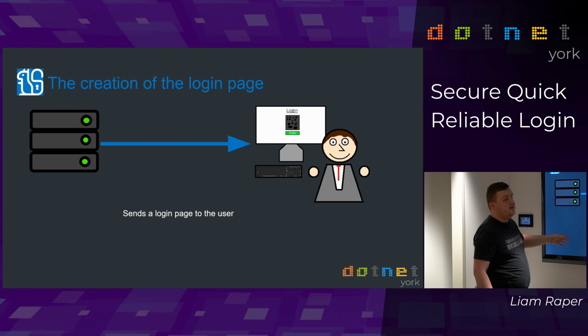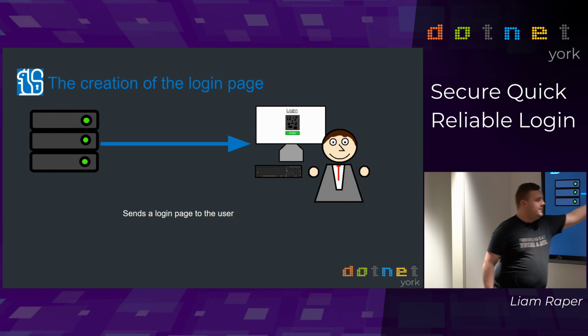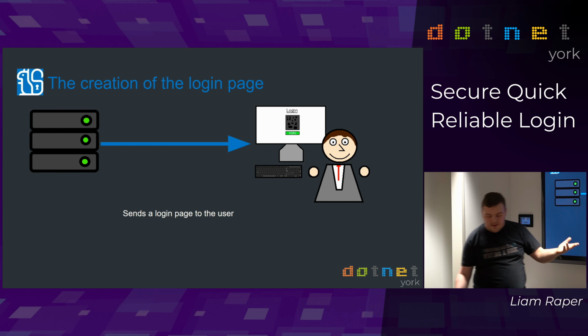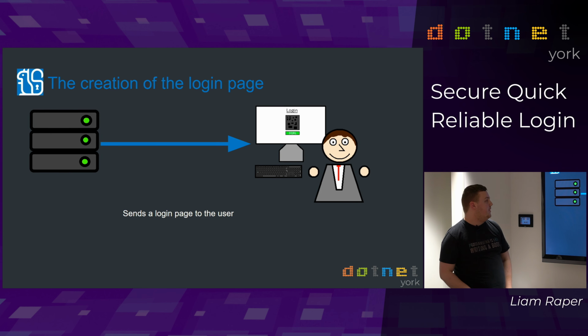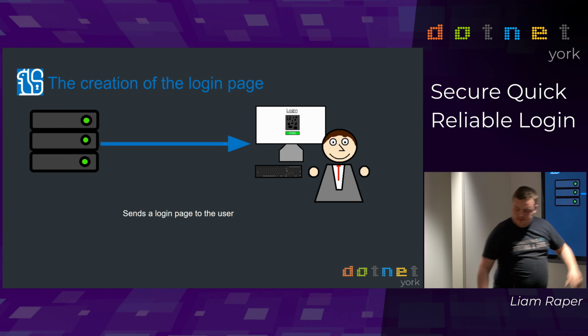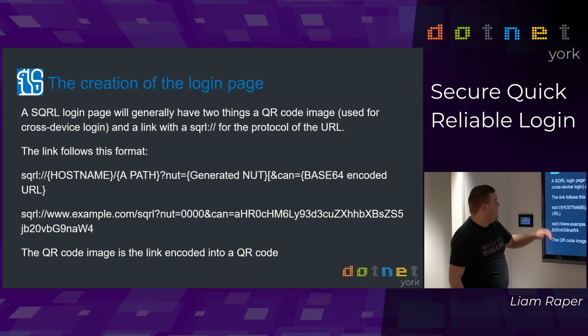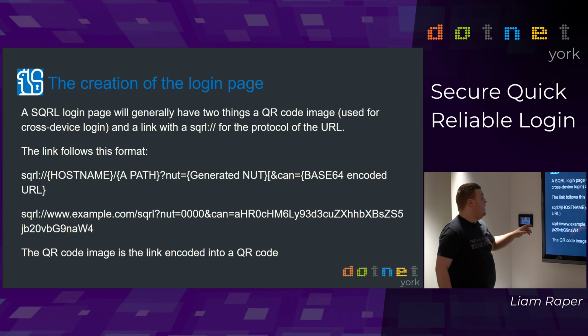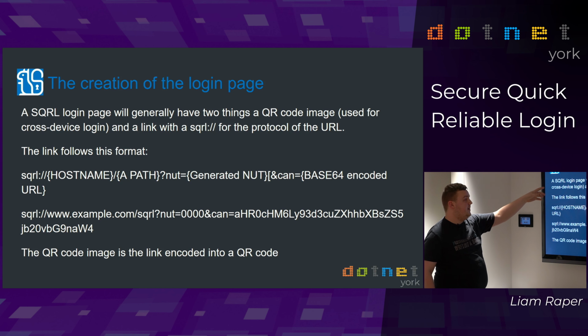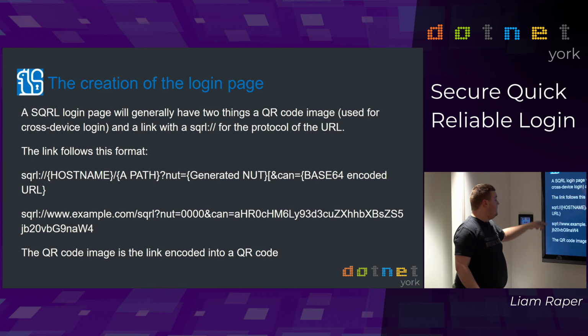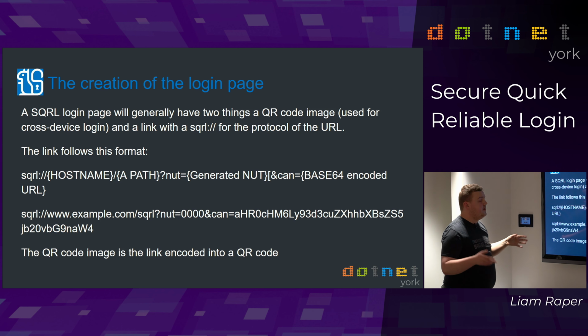So then the application server builds the HTML for the login page, sends it back to the user. The user's happy. They're like, cool, I got a login page. That's all I needed. And because they're using the computer, they're just going to click the link. The login page is built up of two things, a QR code and a link. The link takes this format, so we've got squirrel, SQRL, ://, so we replaced HTTP or HTTPS with squirrel, like you do with FTP. So it's a new protocol.